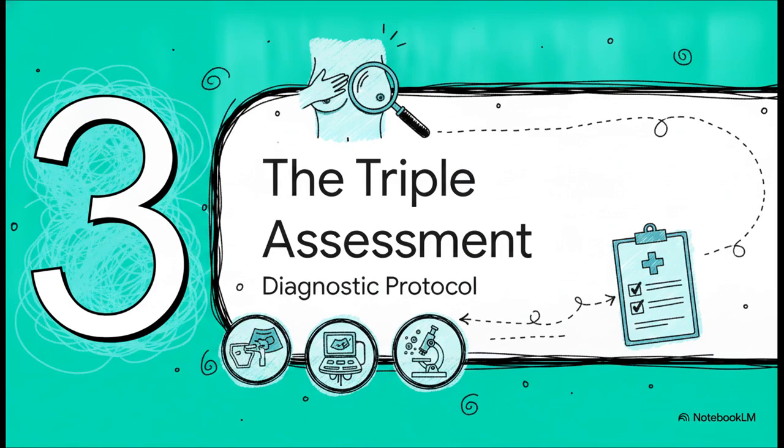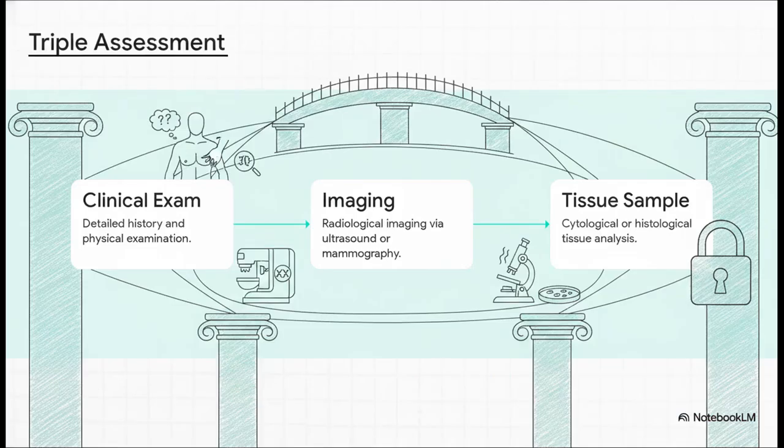All right, on to Section 3, the triple assessment. The triple assessment is basically the ultimate, foolproof security system for diagnosing breast disease. It leans on three very strict pillars. First, the clinical assessment. That's your detailed history and physical exam.